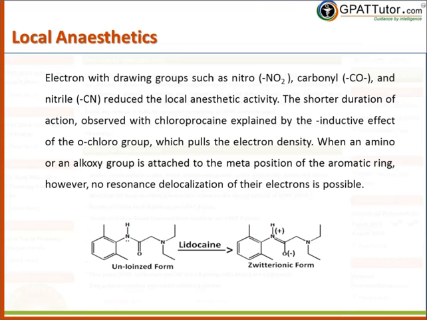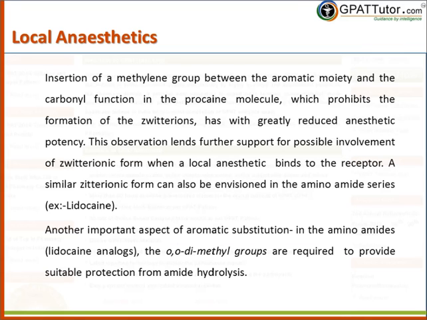The shorter duration of action observed with chloroprocaine is explained by the negative inductive effect of the ortho chloro group. Chlorine substitution is electron withdrawing in nature, and it pulls the electron density developed on the aromatic ring. When an amino or alkoxy group is attached at the meta position, however, resonance delocalization takes place. Another important aspect of aromatic substitution is in the amino-amides. In the case of lignocaine, ortho-dimethyl groups are required to provide suitable protection from amide hydrolysis.